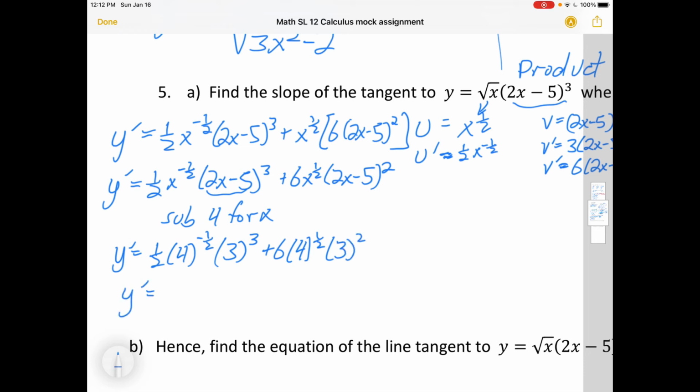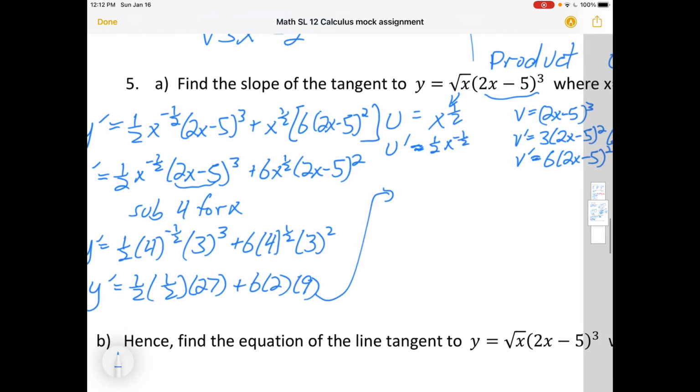And we'll just work this through. That would be a half times 4 to the negative a half, which is the square root of 4, which is 2, but flipped, times 27. Here we have 6 times 2 times 9. Let's keep going. What will that give us? Y prime is going to be 27 over 4 plus 6 times 2 is 12, times 9 is 108.